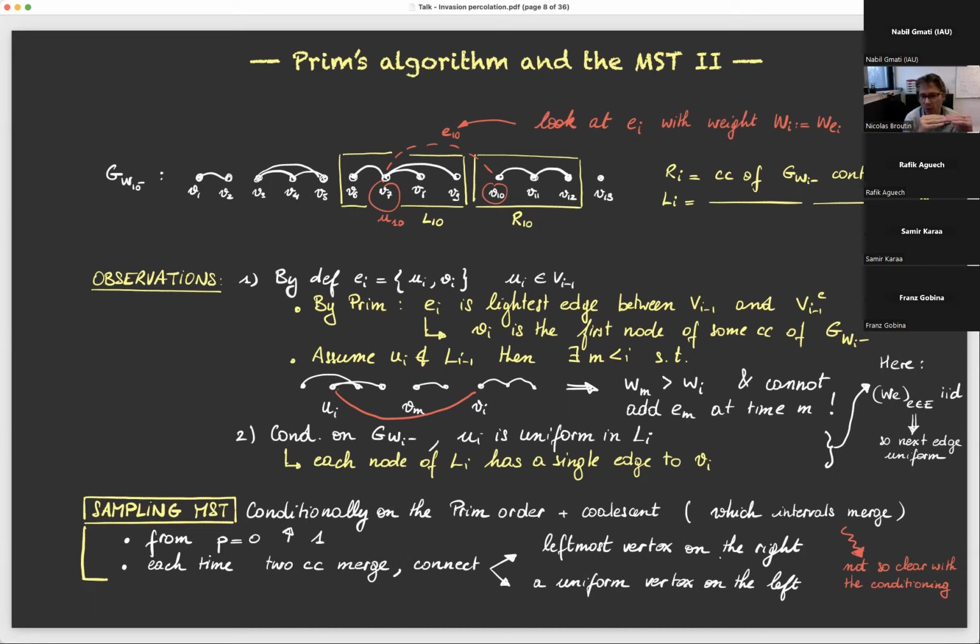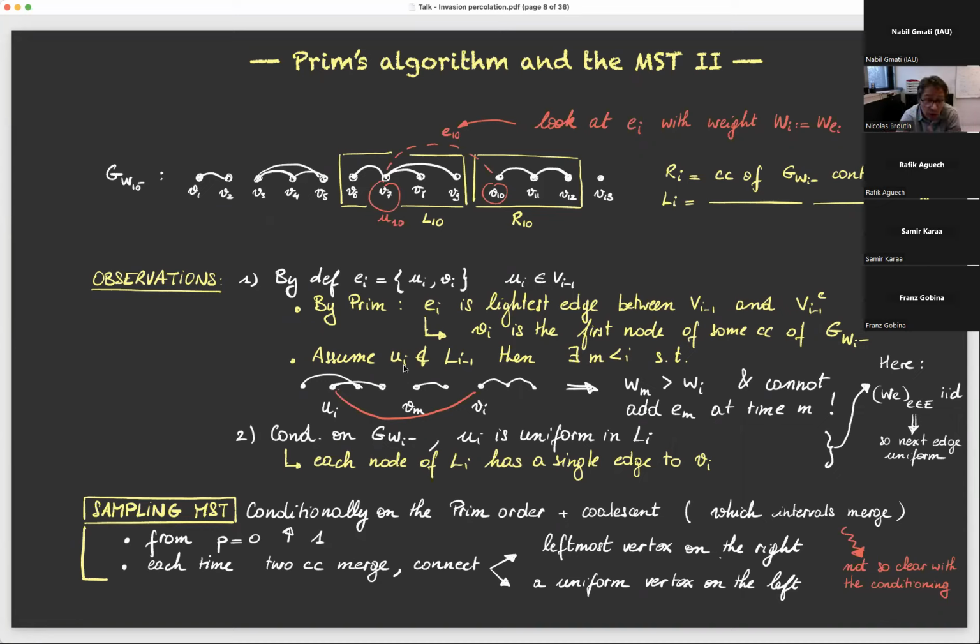I add the edge. So if the weight of the edge is WI, then if I only include the edges with weight at most WI, so I don't include WI, then I have connected components, and VI must be a first node. Okay, this is the leftmost node of a connected component. And now you want to see, well, okay, we know that VI is somewhere. Where is UI? And we would like to prove that UI is in the connected component just before VI.